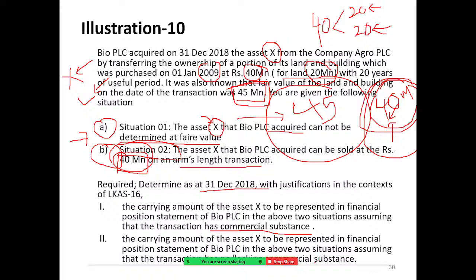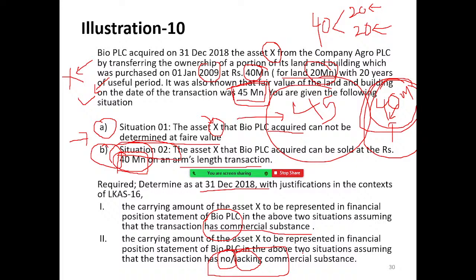Now, the carrying amount of asset X to be represented in the financial position statement of Bio PLC in the above two situations, assuming that the transaction has no or lacks commercial substance. Here the first situation has commercial substance, the second situation has no commercial substance. So in those instances we have to go for the third option. What's the third option? We have to take the carrying amount. So what is the carrying amount?